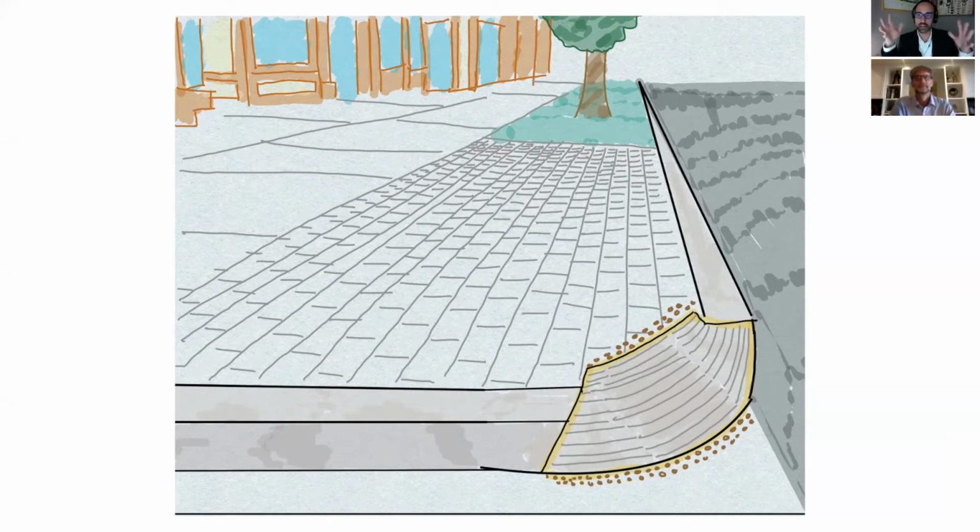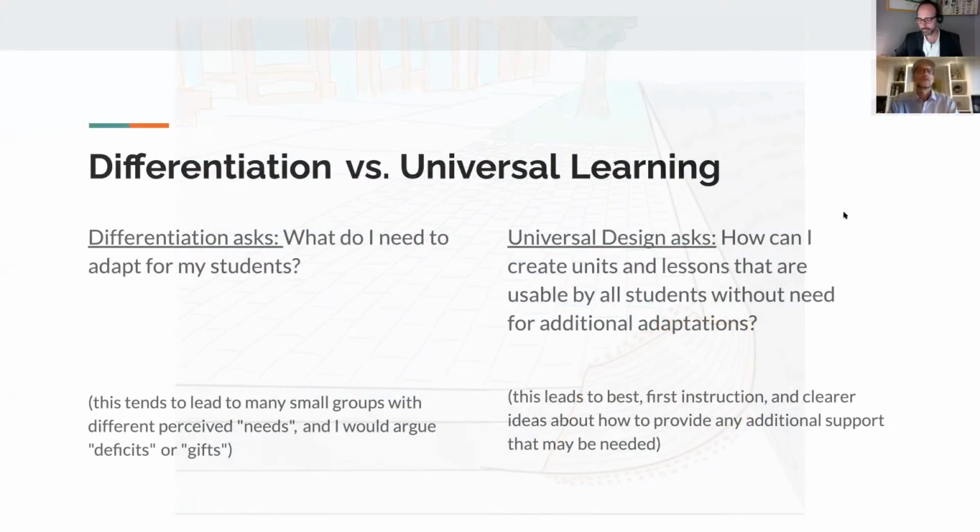We've accounted for lots of things inside of this singular solution that is more accessible to not only the three cases that we had considered, but to many cases that we hadn't considered. And in this case, there's a universality to our design, and that access is fitting many needs at once. Let's think then a little bit about differentiation versus universal learning. And again, we want to stress that each have their place.